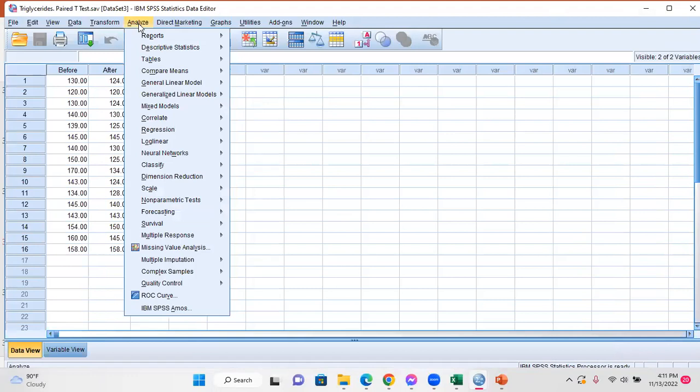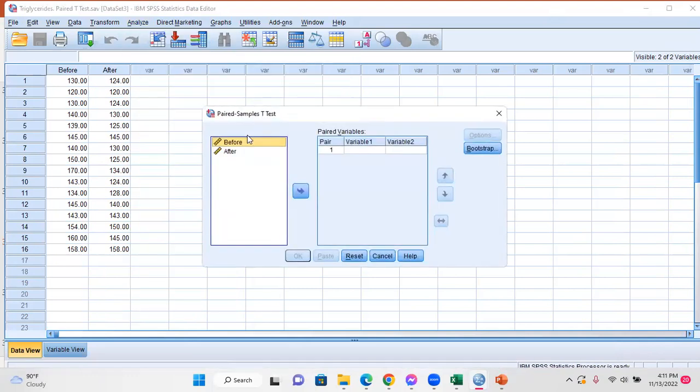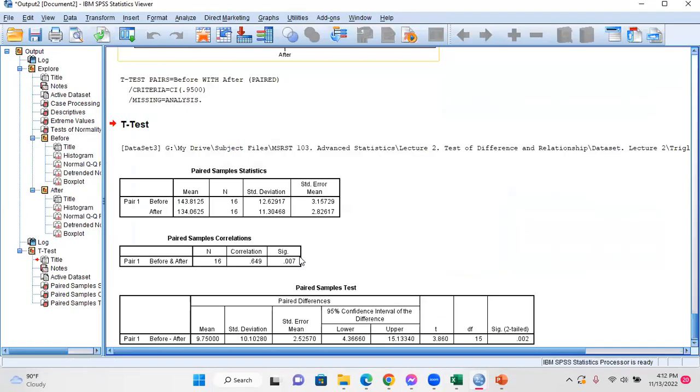So, analyze, compare means, paired sample t-test, ito before, then after. And then click OK.